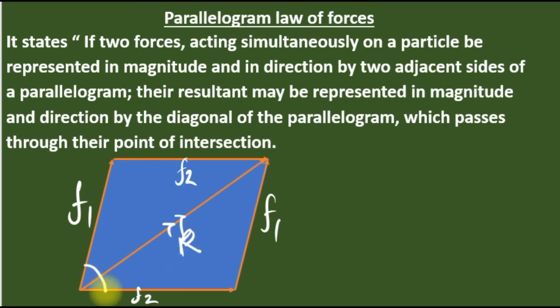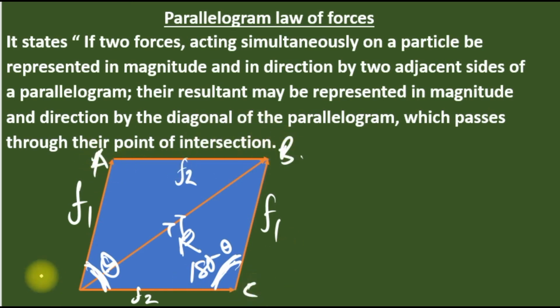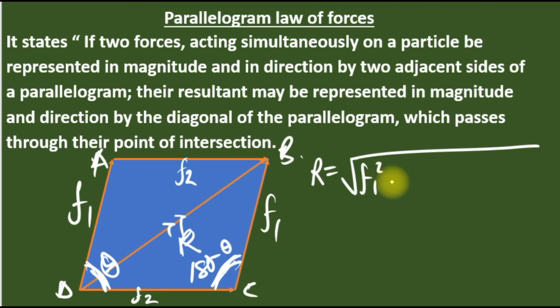So if the two are inclined at an angle, so if we call here angle theta, the resultant is the diagonal of the parallelogram, such that this is parallel to this, so this should be 180 minus theta. Taking this triangle, let's label it A, B, C, D. So in triangle BCD, using the cosine rule, R is the square root of F1 squared plus F2 squared minus 2 F1 F2 cos (180 minus theta).